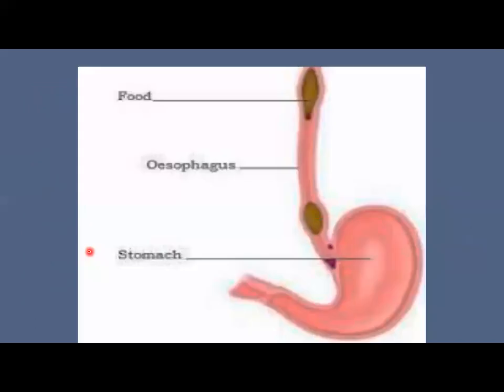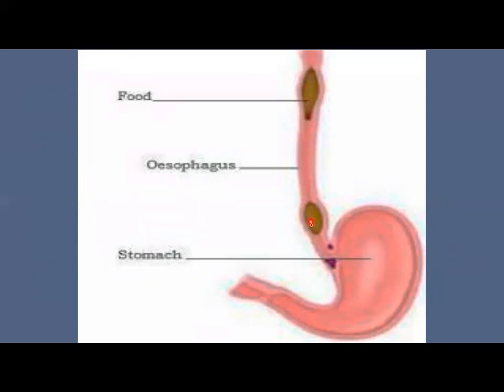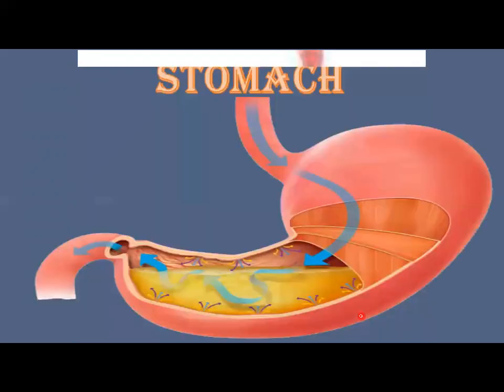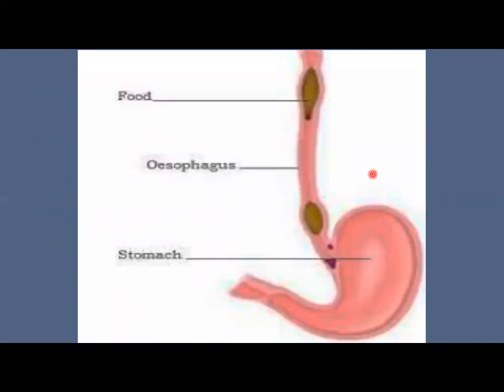Now look at this one. What is this? This is basically the esophagus, a closer look at the esophagus. This is your esophagus, where your food is present, and this is your stomach. Here is the inside picture of a stomach. Basically, food will enter our mouth and then pass through the esophagus, the narrow tube.